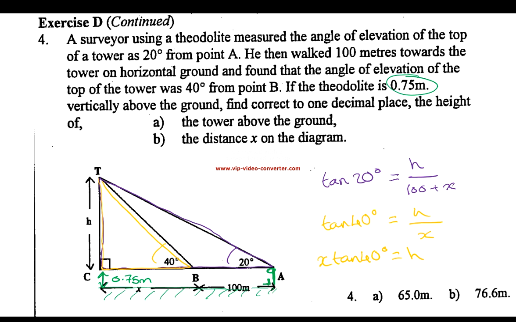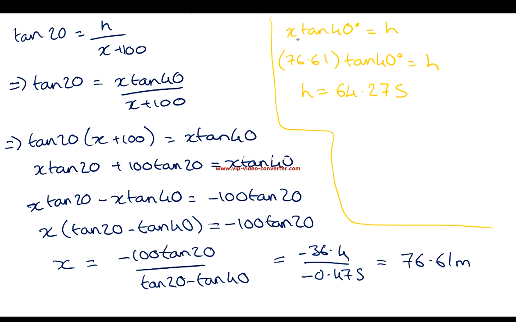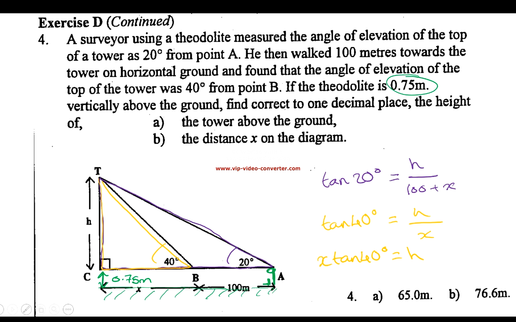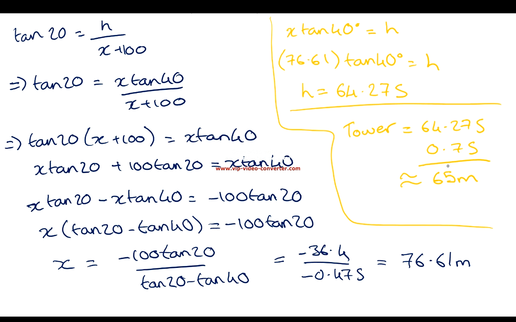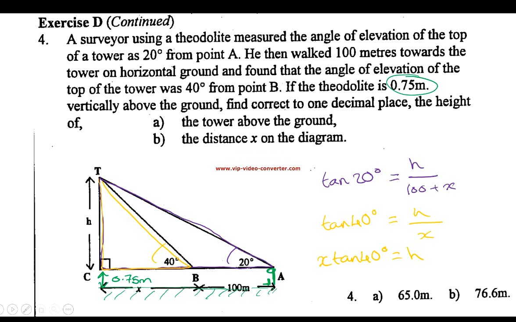So we can sub this back in to find the value of h. We said x tan of 40 equals h. Put in our value for x, gives us our value for h. So if we flick back, we now have this value for h, but to get the total height of the tower above the ground, we must add in our 0.75, which we've done here, which is approximately 65 meters. We look at our answers there, we had 65 and 76.6, which is what we had. Okay, and that's the example.